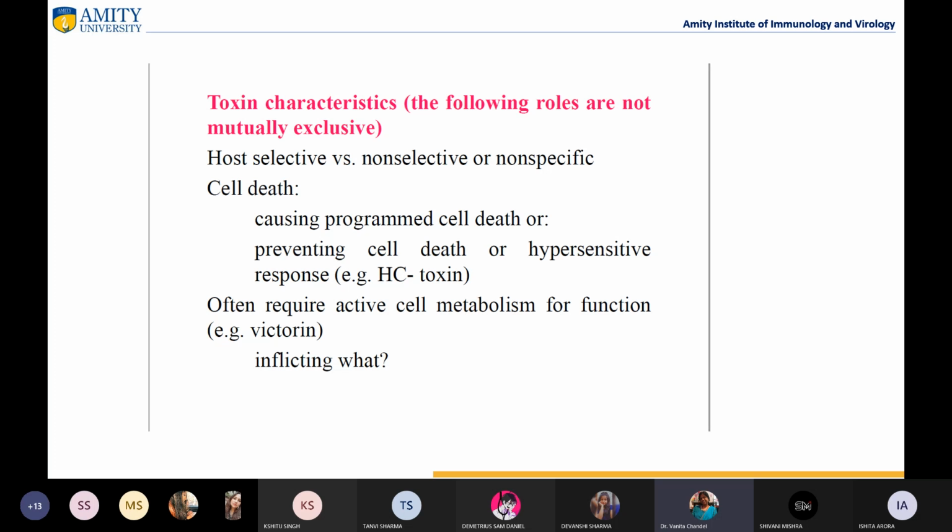They can cause programmed cell death also, or they can prevent cell death or the hypersensitive response, such as HC toxins. The hypersensitive response is usually by the host, right? And the hypersensitive response by the host is its defense mechanism. So basically, pathogens don't want the hypersensitive response, because it kills the host's own cells. Pathogens are not able to multiply in dead cells, right? So they want to stop that hypersensitive response, and this can be done by the toxins also, right? So these are a few characteristics.